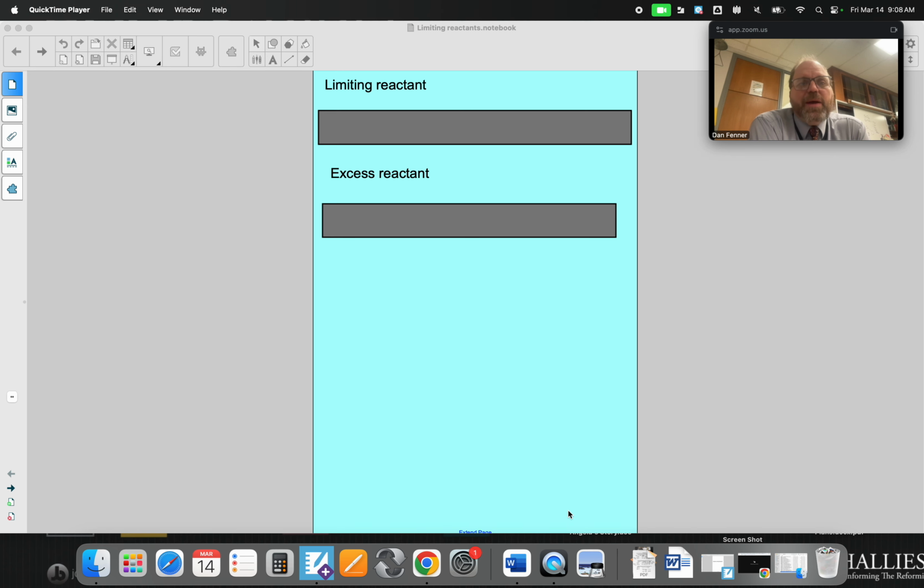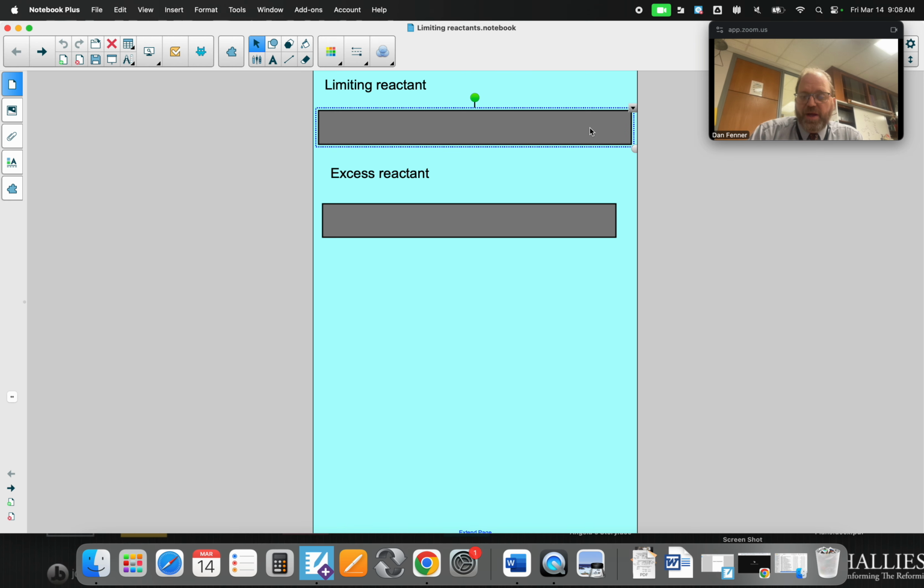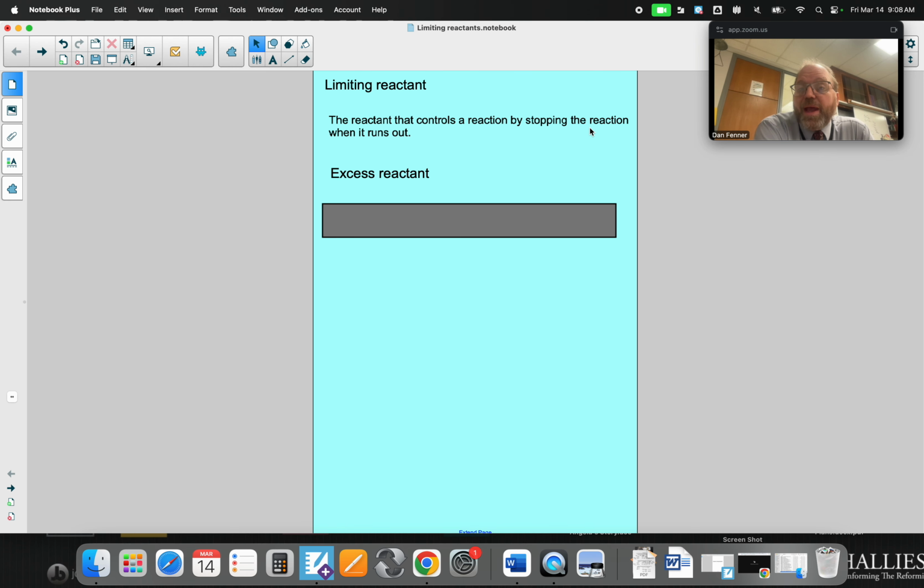Chemistry with Pastor Dan. We're looking at the last concept of stoichiometry, and we're looking at limiting reactant and excess reactant. Now, we need to define each of these. Limiting reactant is defined as the reactant that controls the reaction by stopping the reaction when it runs out.